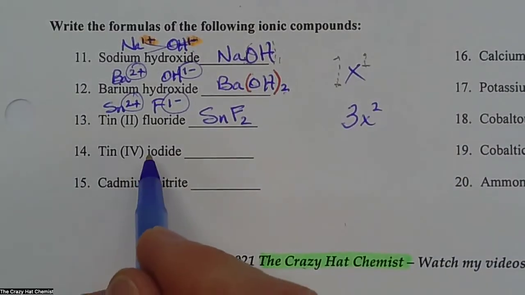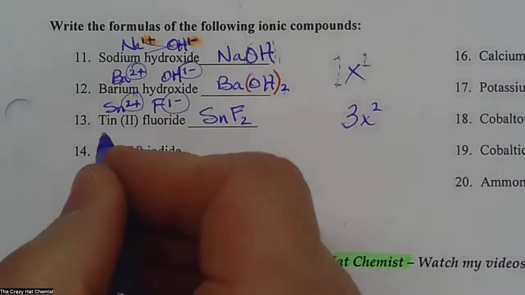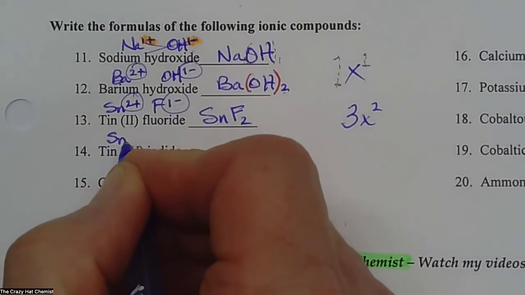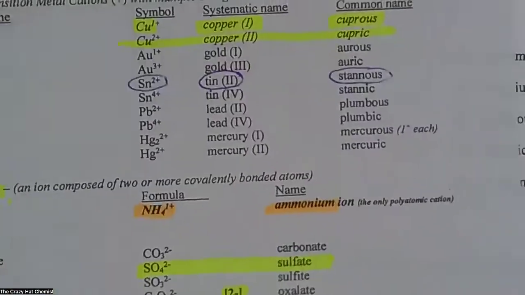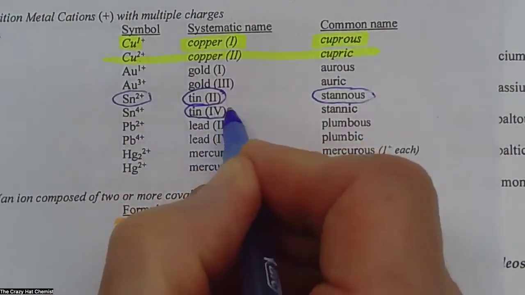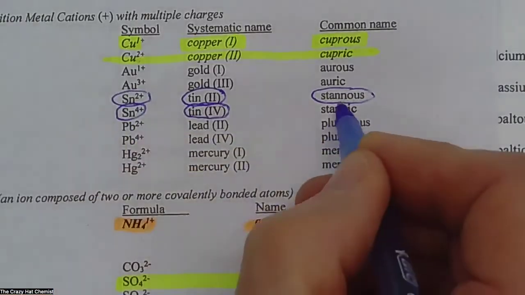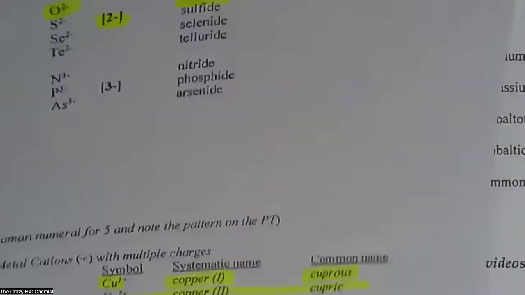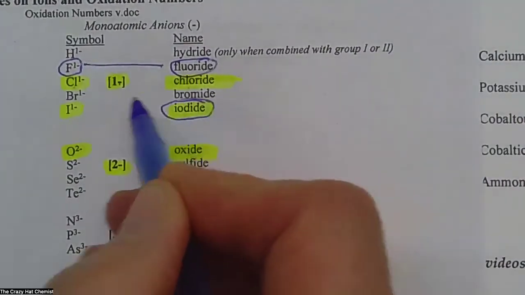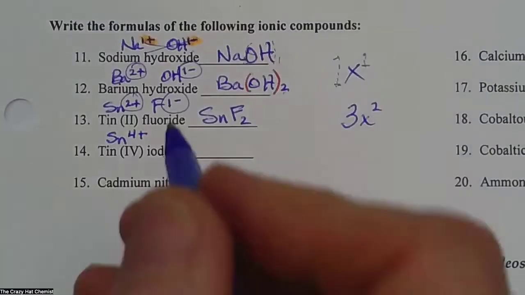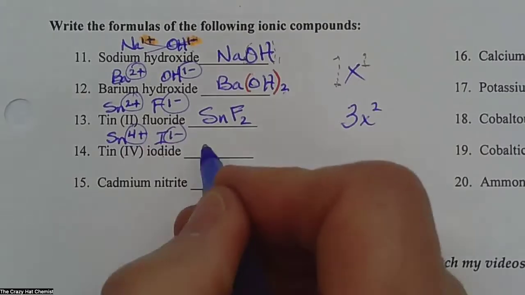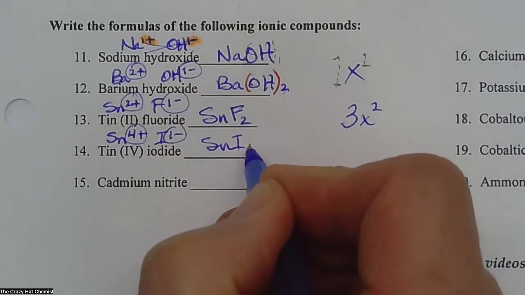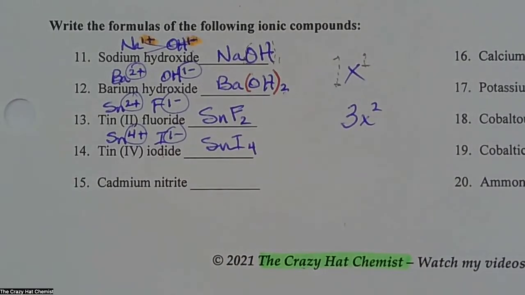Then the next one is tin 4 iodide. That Roman numeral 4 lets you know the charge. We just did a tin 2, so it should be Sn and a 4 plus. But let's just verify that on this sheet of paper here. There is tin Roman numeral 4. That's Sn 4 plus, which is otherwise known as stannic. And then it is iodide. Iodide is right there. That's an I 1 minus. I'm going to write that down, I 1 minus. I'm going to take these two numbers, flip the numbers, bring them down, and I'm going to get SnI and a 4. Whew, all right.